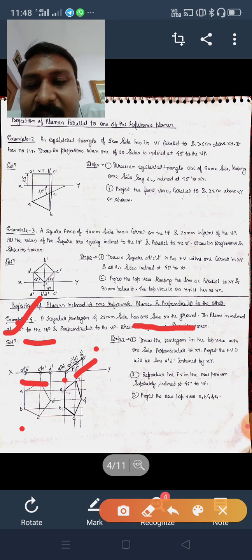Now see, in this inclined plane only A1 dash, B1 dash is on the reference line and in HP. It means only one side, AB, is on the ground. This AB side is on the ground. So this plane is inclined, and this AB is on the ground.